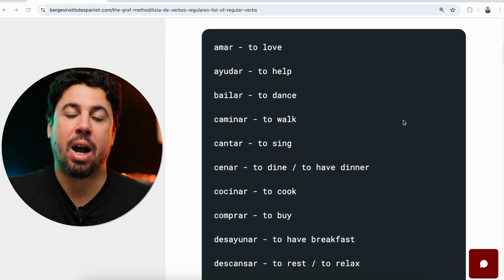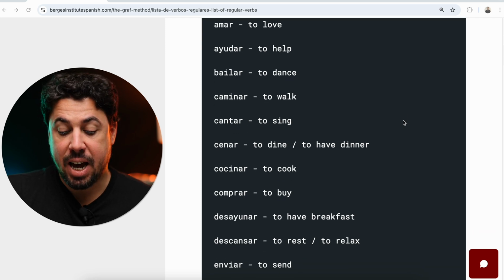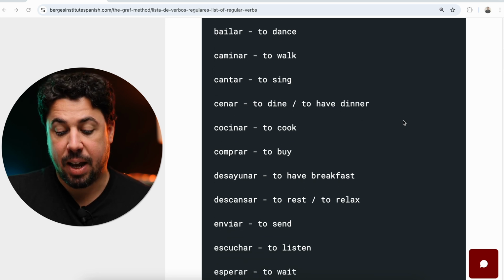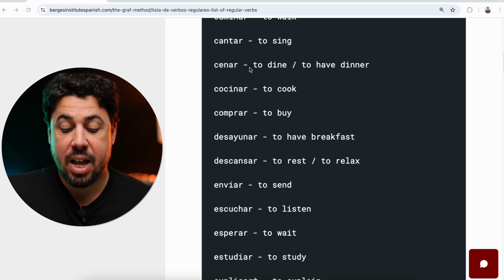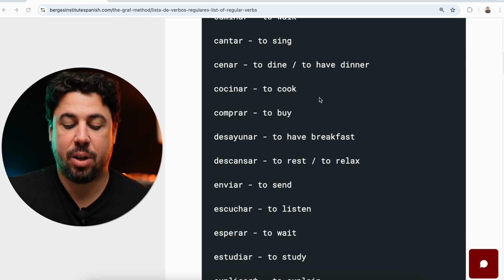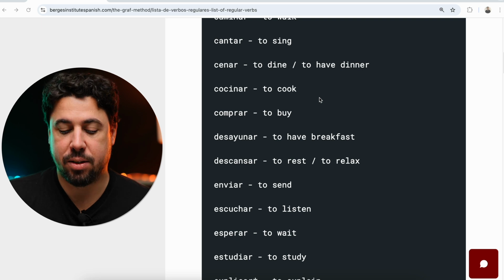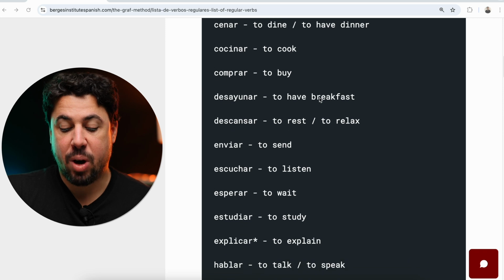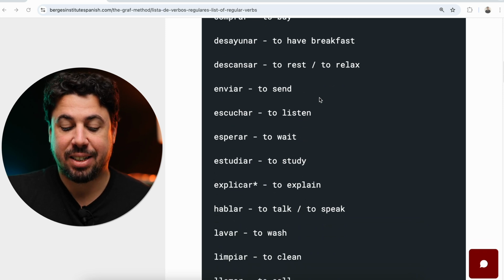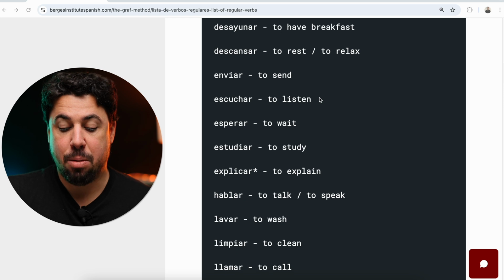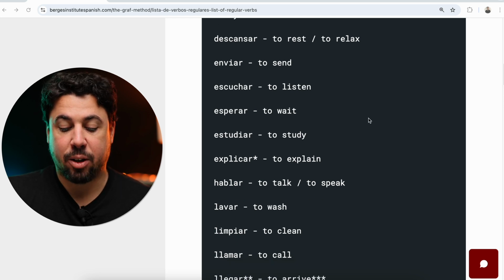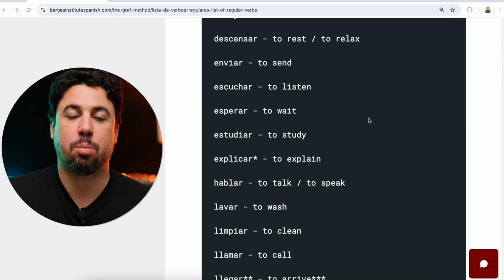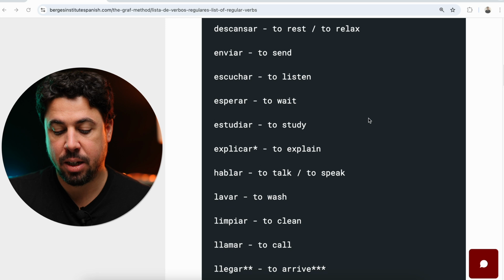Bailar, to dance. Bailo, bailas, baila, etc. Caminar, to walk. Camino, caminas, camina, caminamos, camináis, caminan. Cantar, to sing. We did this one already. Cenar, to dine or to have dinner. How do we conjugate it in the present tense? Ceno, cenas, cena, etc. Cocinar, to cook. Comprar, to buy. Desayunar, to have breakfast. Descansar, to rest or to relax. Enviar, to send. Escuchar, to listen. Esperar, to wait. We would conjugate it espero, esperas, espera, esperamos, esperáis, esperan in the present tense.